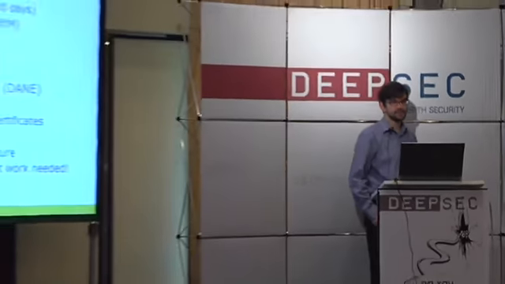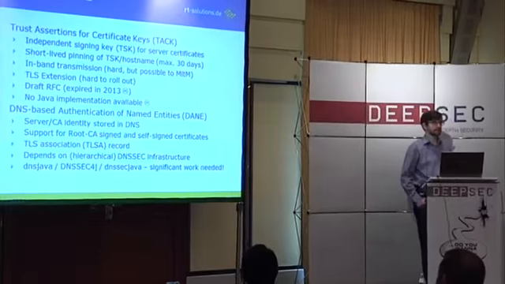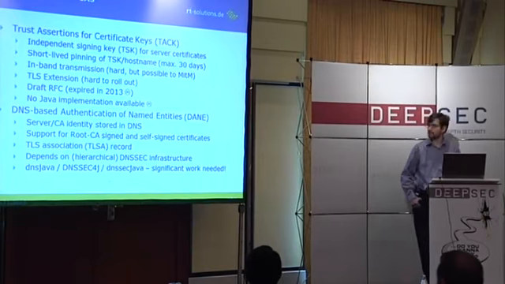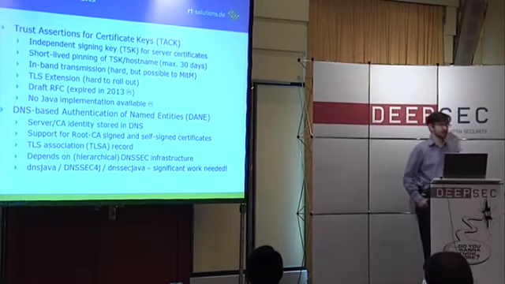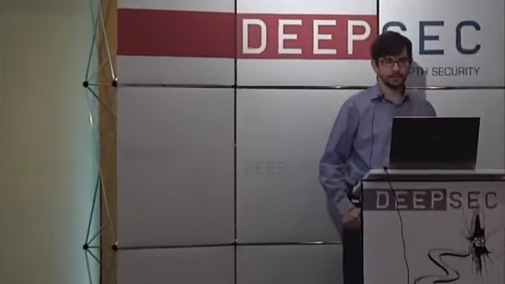Another approach is DNS-based authentication of named entities, abbreviated DANE. Here, a different communication mechanism is used to deploy information about the server or the CA identity to the clients. They are stored as DNS records. You can use it for official certificates. You can use it for self-signed certificates. All you have to do is to create a TLSA record in DNS. And ideally, you also should use DNSSEC to secure that entry. Otherwise, it is very easy to fake.